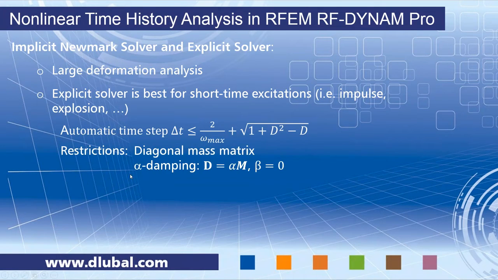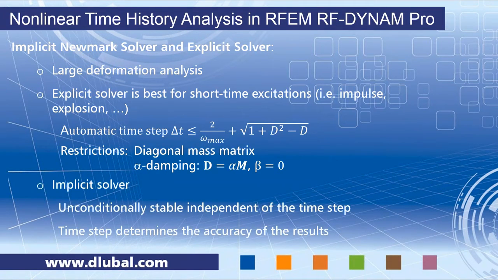And for the damping matrix, this means you can only define alpha damping. The beta needs to be 0. These are restrictions, but RFEM is far more complex. It has more non-linearities available than RSTAB, obviously. It's a finite element program, and RSTAB is a truss analyzer software.